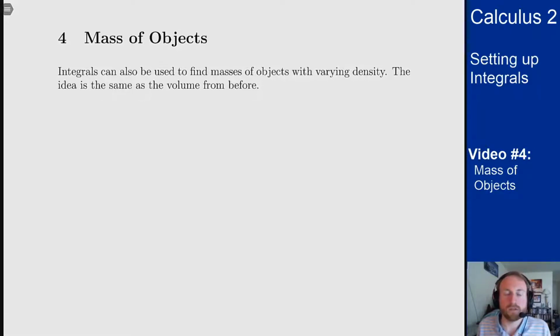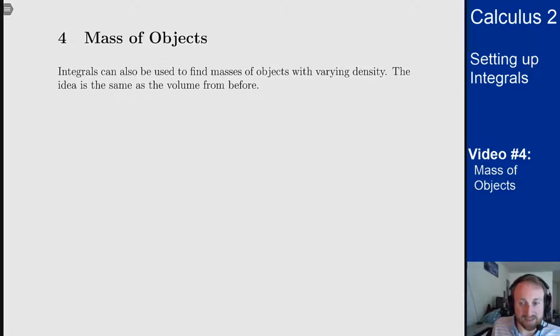In this video, we'll talk about how we can also use integrals to find total masses of objects given their density, which could be varying over the length of the object. So the idea here is the same as pretty much what we had before, where we went from an area, integrated that over the length to get the volume. In this case, we want to take a density, integrate that over a length to get total mass.